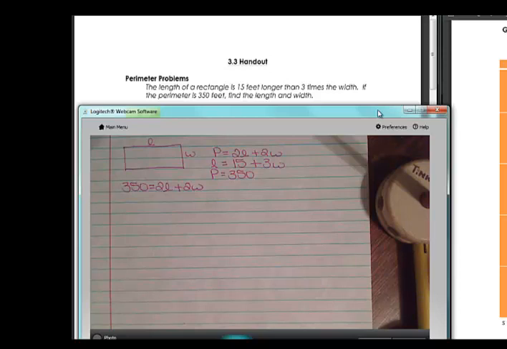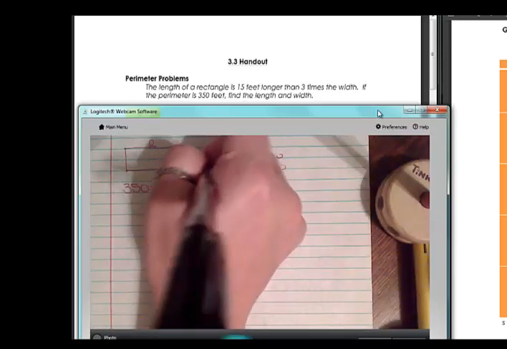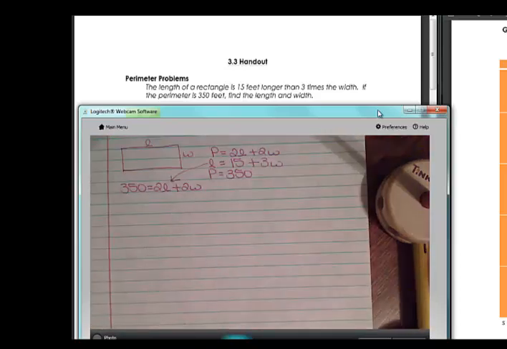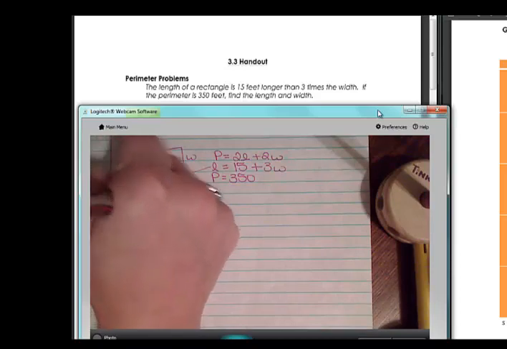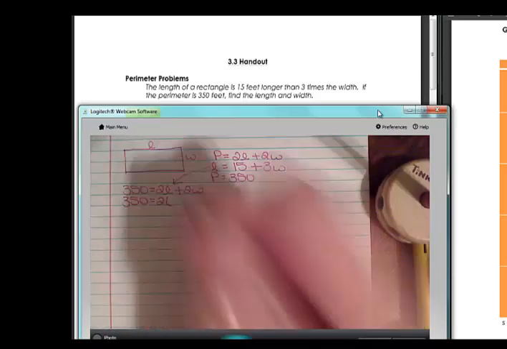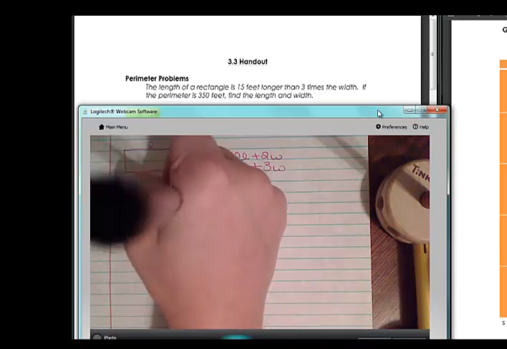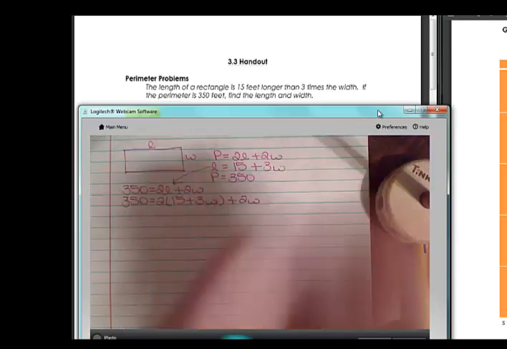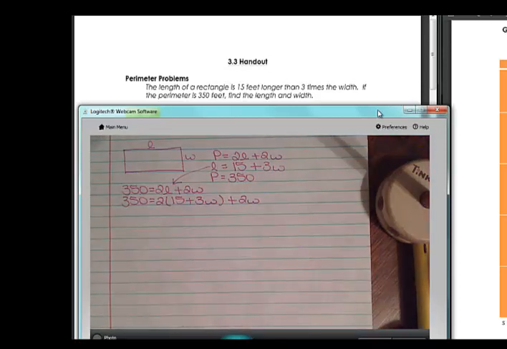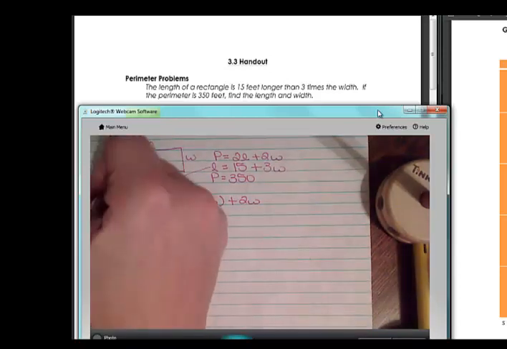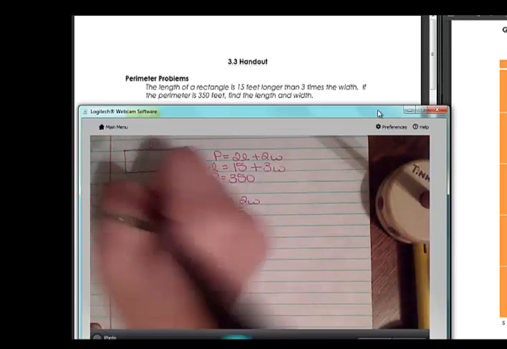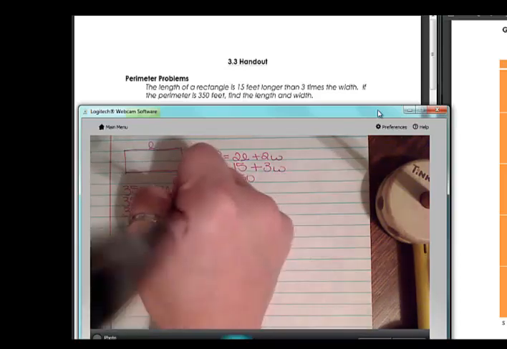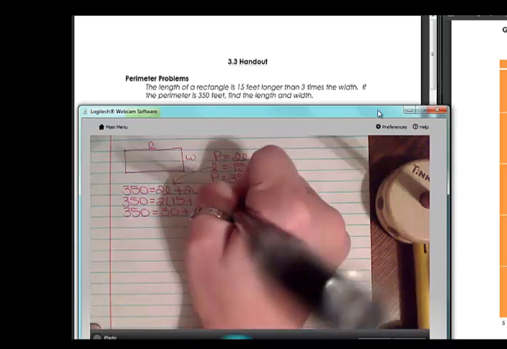Now, we know what our L is. It's 15 plus 3W. So let's plug that in to that equation so we can have one equation, one unknown. That'll be 350 equals 2 times, we're going to put in 15 plus 3W, and then we saw the plus 2W out there from our equation. So now we just need to work through this. We need to distribute in that 2, and hopefully by this point you guys should just be able to knock out this problem.